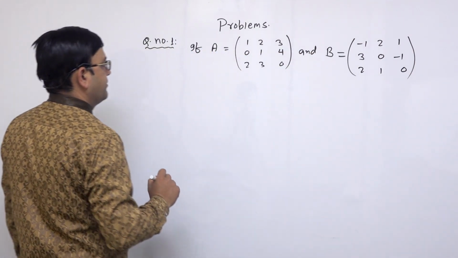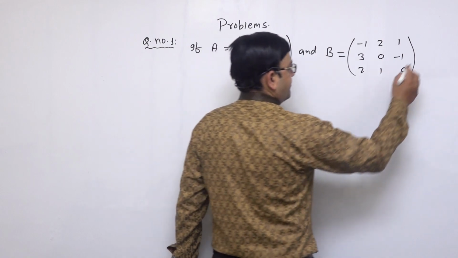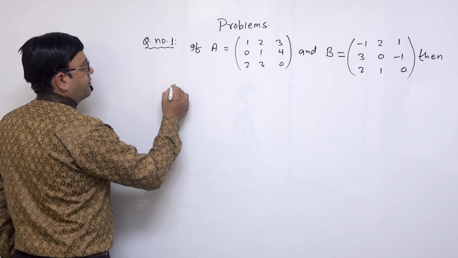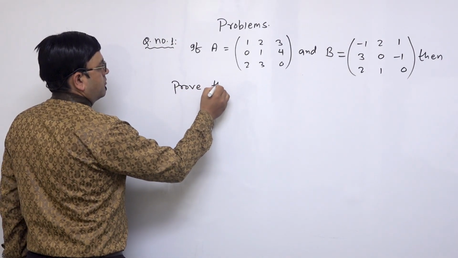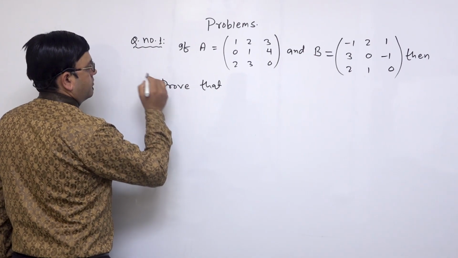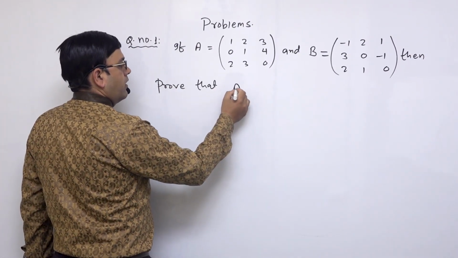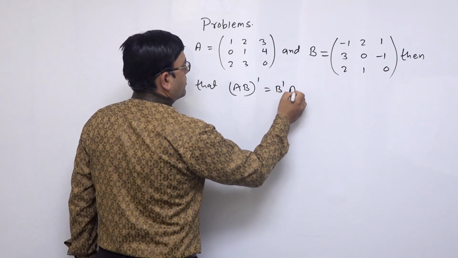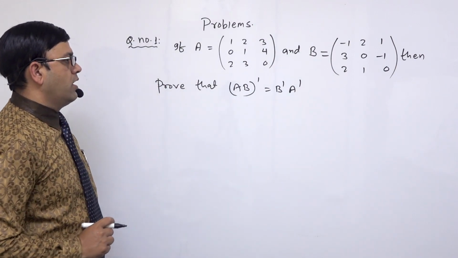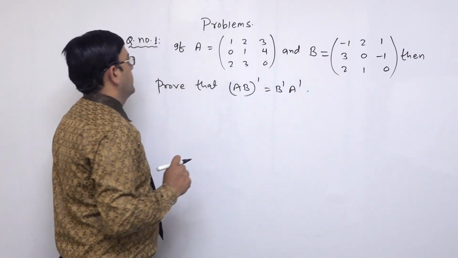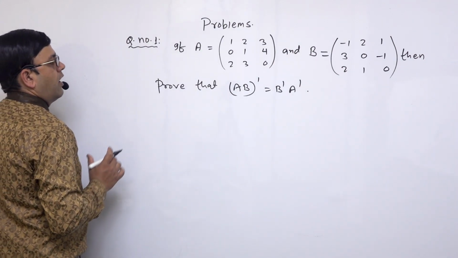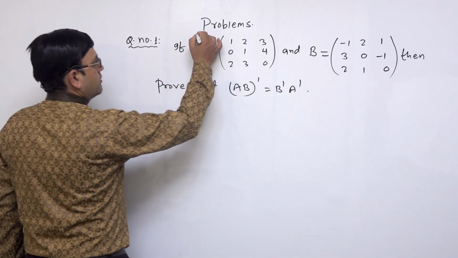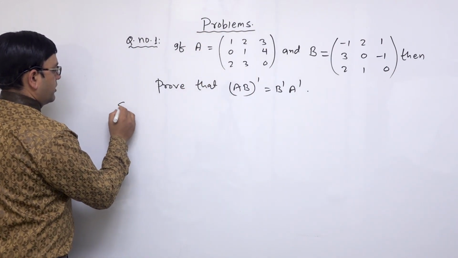Then prove that (AB) transpose is equal to B transpose times A transpose. How to prove this one? Students, this is question number 1 of this exercise. Now solution.